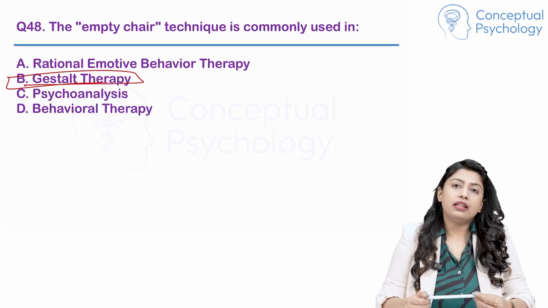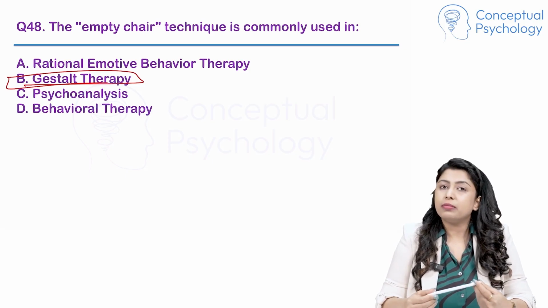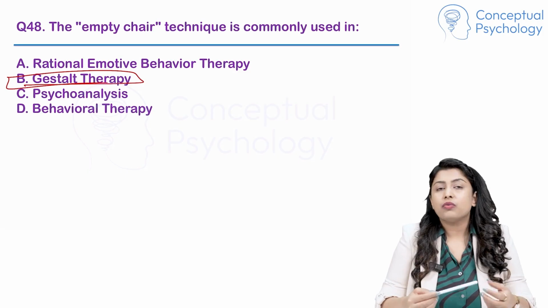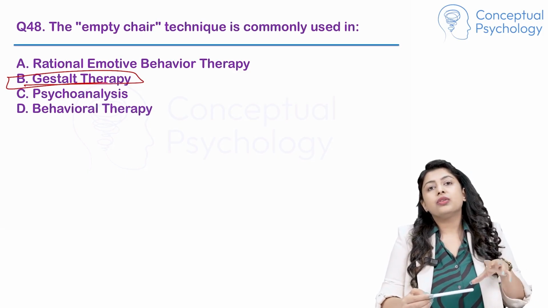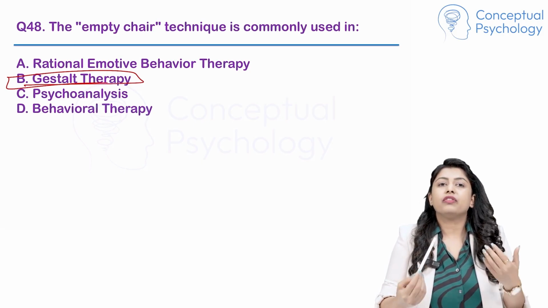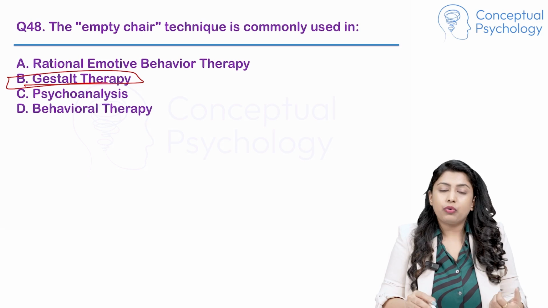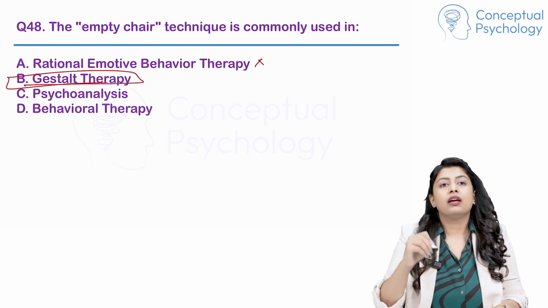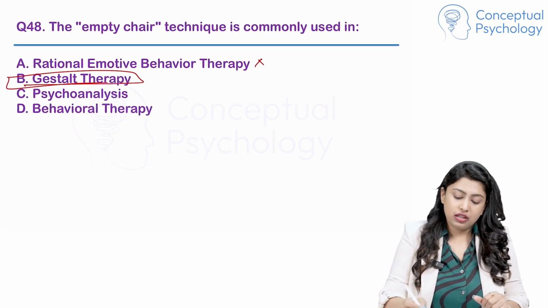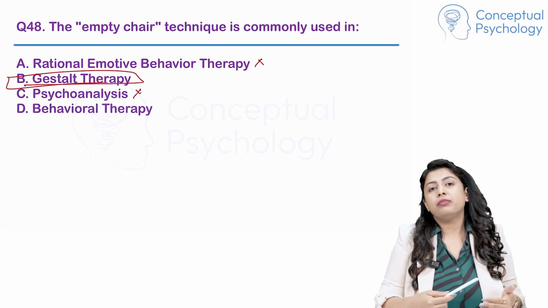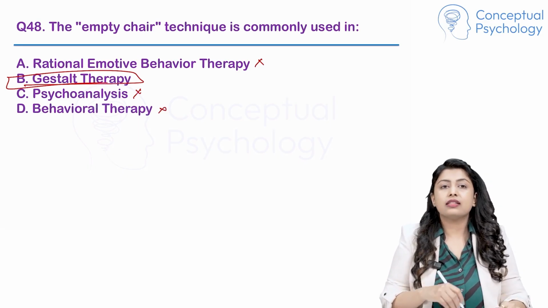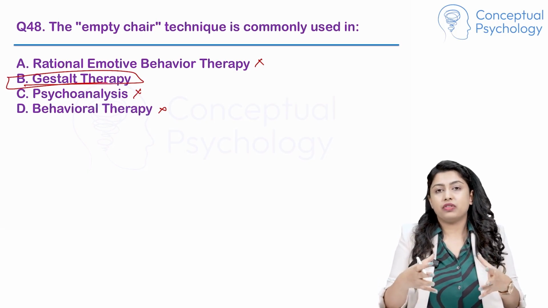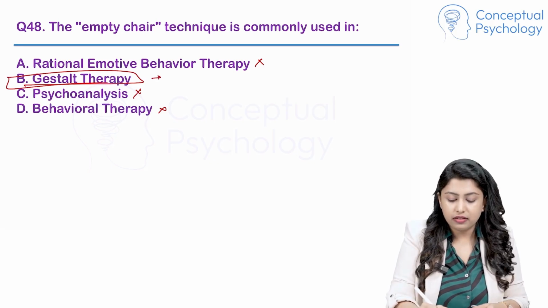So, the empty chair technique is a signature intervention in gestalt therapy where clients have conversations with different aspects of themselves or maybe significant others, which is represented by an empty chair. So, this promotes the integration and the resolution of their internal conflicts. Rational emotive behavior therapy uses disputation and logical analysis techniques. Psychoanalysis uses free association and interpretation. Behavioral therapy uses conditioning and reinforcement techniques. So, the empty chair technique in gestalt therapy facilitates dialogue with different parts of the self to promote integration and resolution.